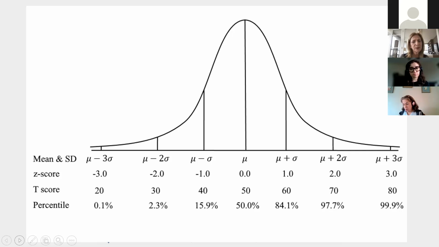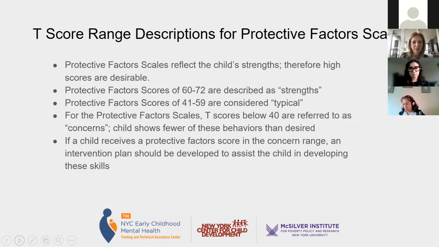Does anyone have questions about standard scores or the normal bell curve? I don't know how much statistical background people come into this work with. Okay, no questions about standard scores? Okay.